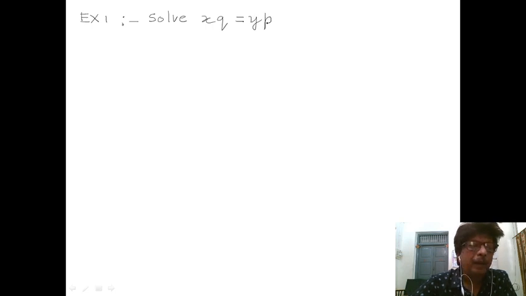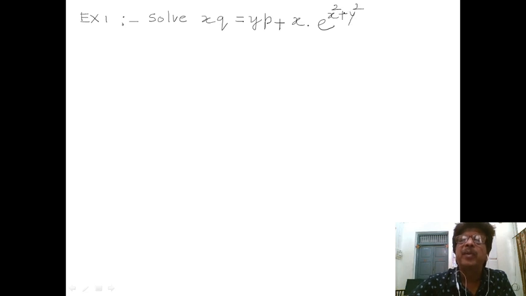Example number 1. Let us begin with a very simple example. Solve x times q equal to yp plus x into e to the power x square plus y square. Nothing to worry about these exponential terms and power x square plus y square. It's very simple.